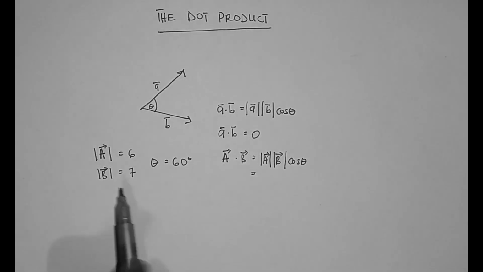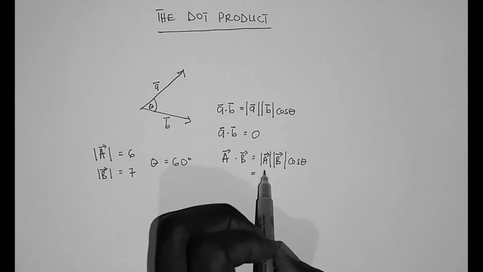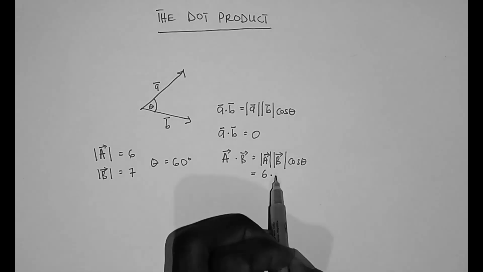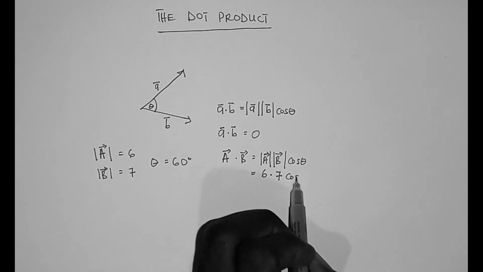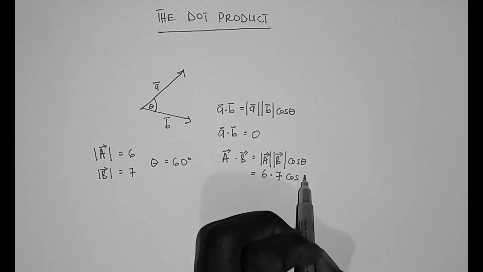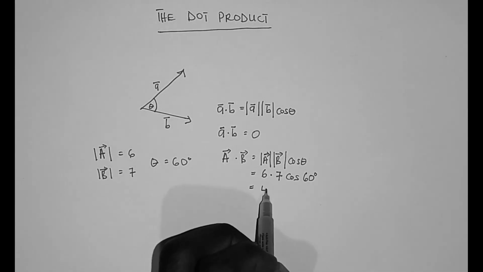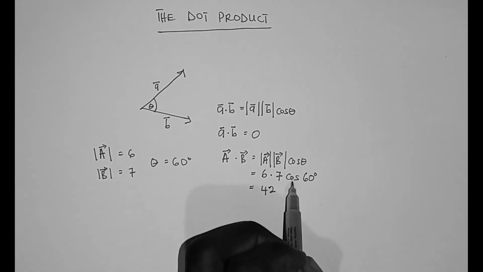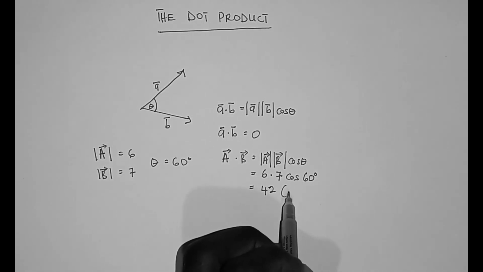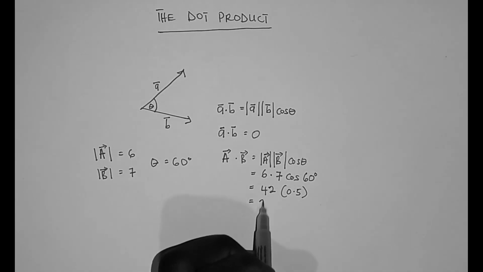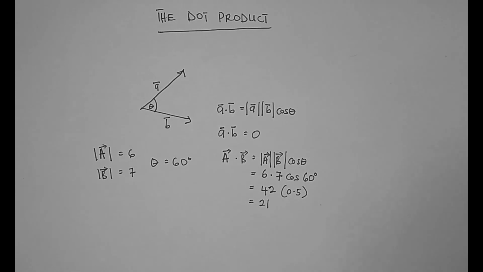So this is equal to the magnitude of vector A is 6, then times the magnitude of vector B is 7, then cos the angle between vector A and B is 60 degrees. So 6 times 7 is 42. Then cos 60 is 0.5, and 42 times 0.5 is 21. So this implies that the dot product of vector A and vector B is 21.